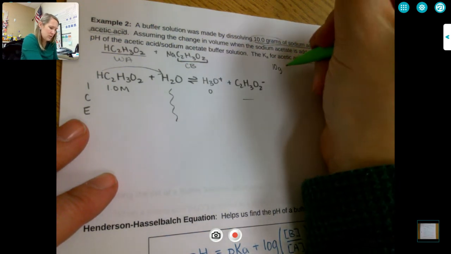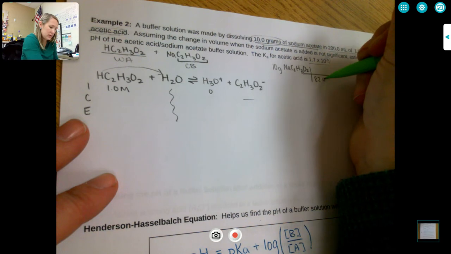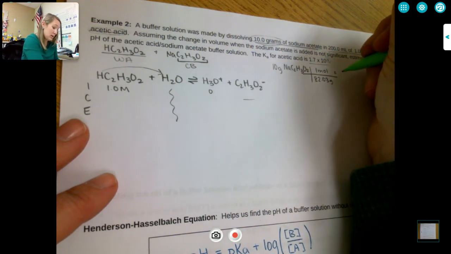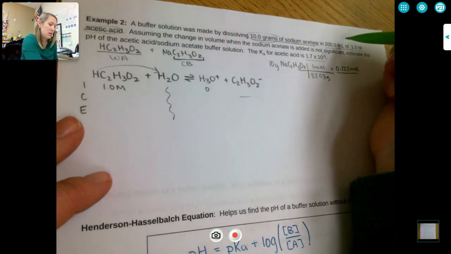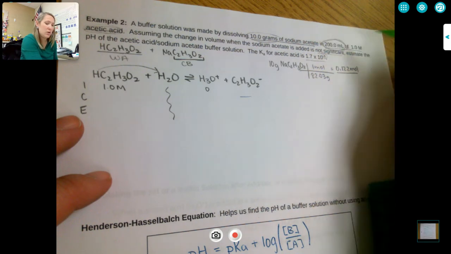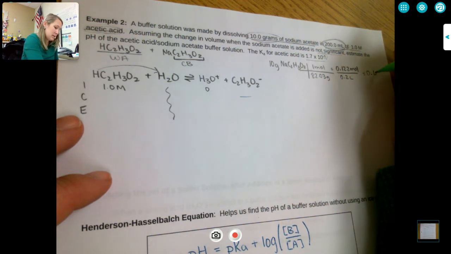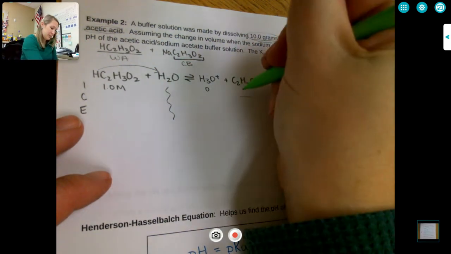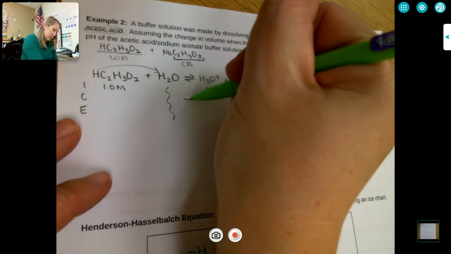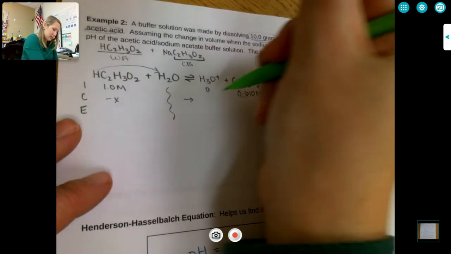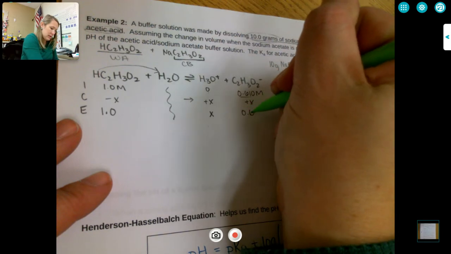So if I have 10 grams of sodium acetate, and it has a molar mass of 82.03 grams per 1 mole, which gives me 0.122 moles. And I want this in a concentration, so I divide that by the volume of my solution. It tells me that how much I added is not significant, so I can assume that my volume is still the 200 mils, or the 0.2 liters. And when I do that, I get 0.610 molar for my acetate ions. Okay. And then I'm shifting towards the right because I don't have any H3O plus, so minus X, plus X, plus X. And it is a weak acid, so our X is insignificant, so I can leave that out.